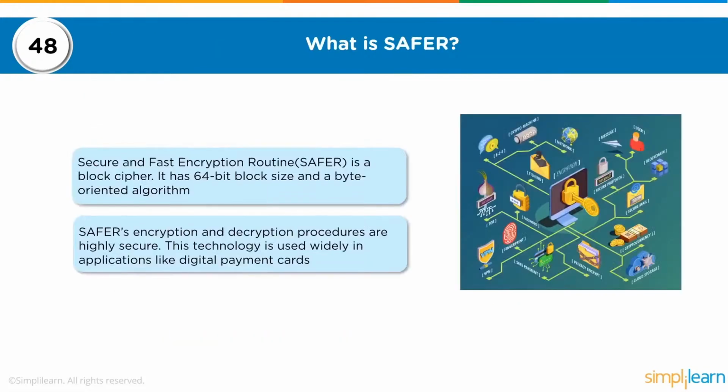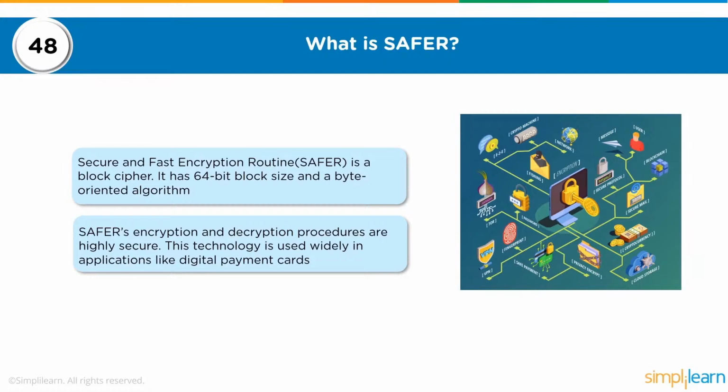Next question, what is Safer? Now, Safer stands for Secure and Fast Encryption Routine, which is also a block cipher. As we have discussed previously, block cipher is a cipher that is used to encrypt data that is stored. So it has a 64-bit block size and byte-oriented algorithm. Safer's encryption and decryption procedures are highly secure. This technology is widely used in applications like digital payment cards.